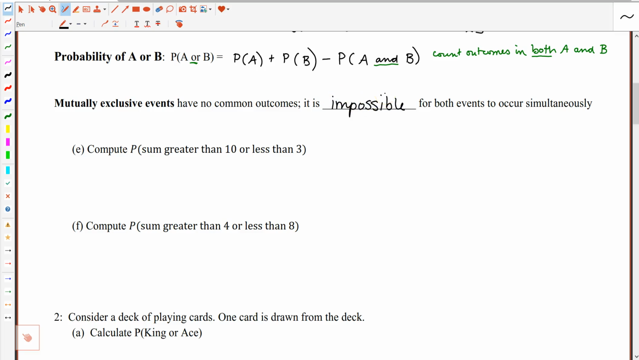Like, for instance, if one happens, then the other one could not possibly happen. If that's the case, we consider those events to be mutually exclusive. They don't have any common elements. So let's maybe see this in action.